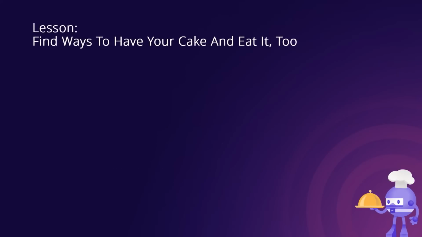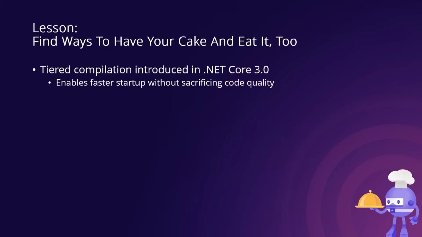The first category here is about trade-offs. For those of you who aren't familiar with the English idiom of having your cake and eating it too, it's all about having two things that are diametrically opposed, and you find a way to have both of them rather than having to choose between them. And a really great example of that when it comes to .NET and managed languages in general is around JIT compilation.